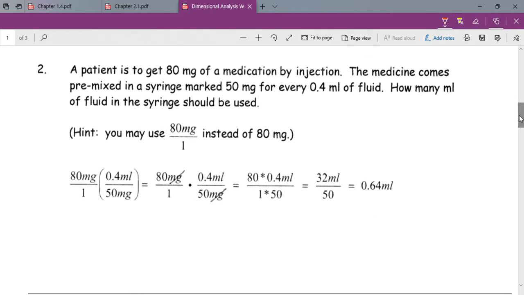Now in this next example, it says a patient is to get 80 milligrams of a medication by injection. The medicine comes pre-mixed in a syringe marked 50 milligrams for every 0.4 milliliters of fluid.